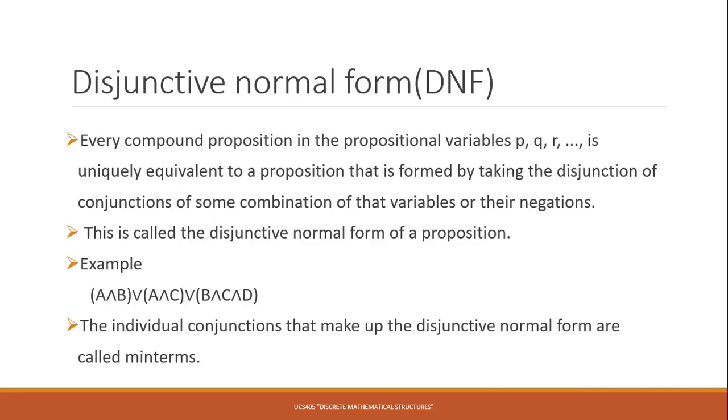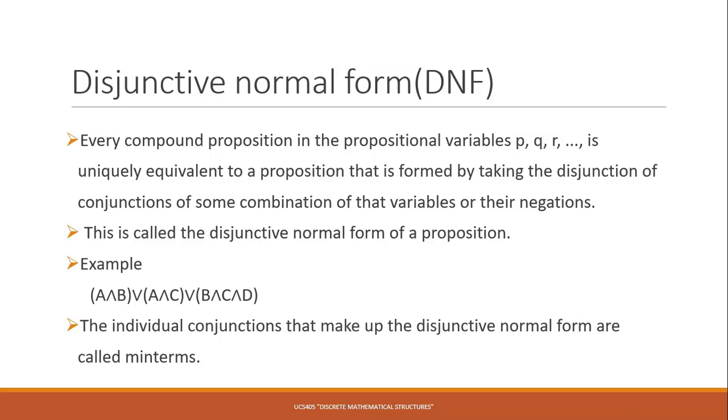What is disjunctive normal form? Every compound proposition in the form of propositional variables like p, q, r or any variable is uniquely equivalent to a proposition that is formed by taking disjunction of conjunctions of some combination of those variables or their negation. That form is known as the disjunctive normal form of the proposition.